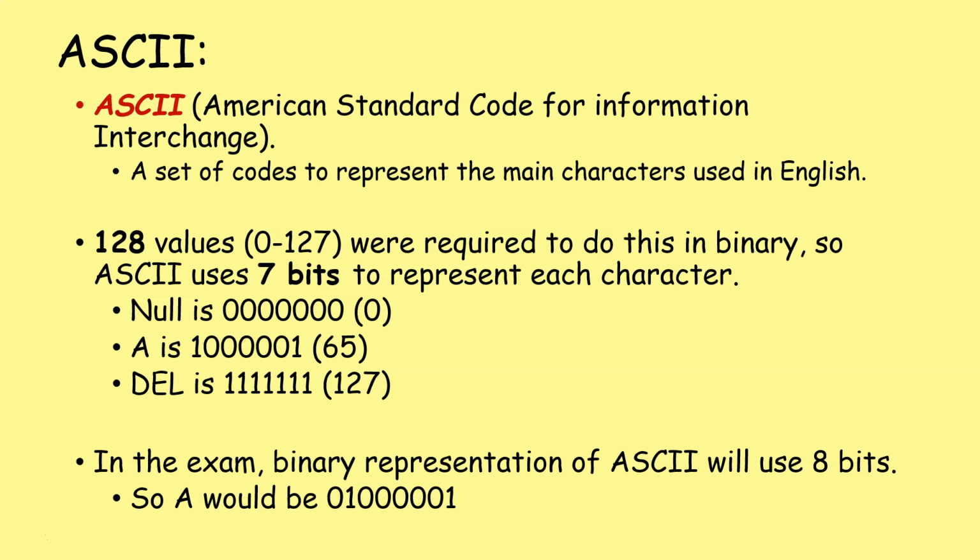The most important of these is ASCII, American Standard Code for Information Interchange, a set of codes to represent the main characters used in the English language. 128 values from 0 to 127 were required to do this in binary, so ASCII uses 7 bits to represent each character. So we have some examples here. For example, A is represented in binary by 65. Although ASCII originally used 7 bits, in the exam, all your representations will be 8-bit unless you're told otherwise.